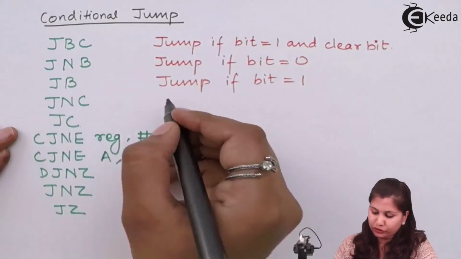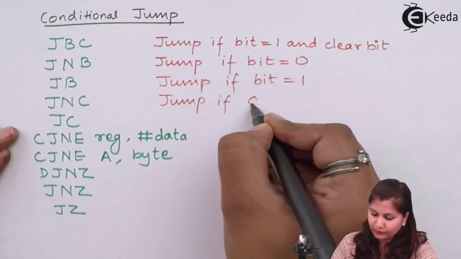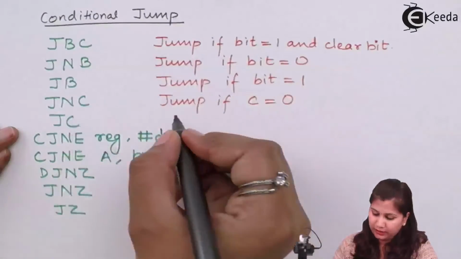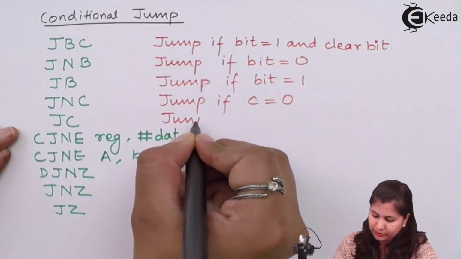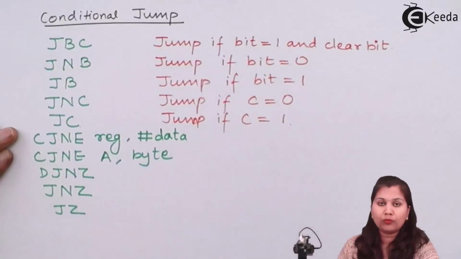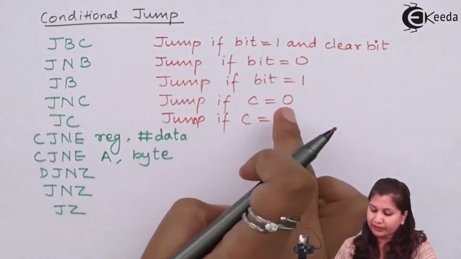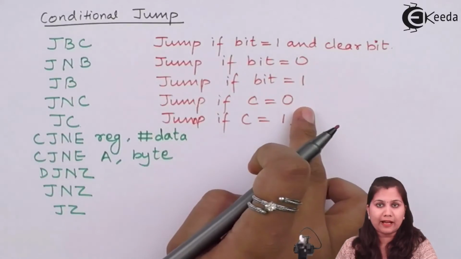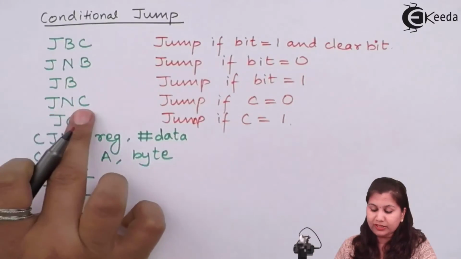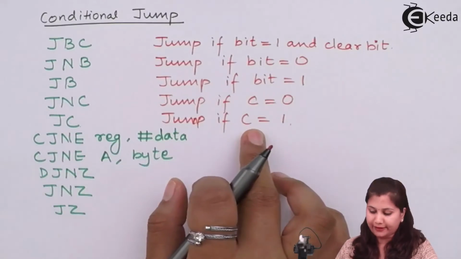Then these two are for the carry. Jump if carry is 0, and jump if carry is equal to 1. So this is associated with the carry flag. When the carry flag is reset, its value is 0. Then we have this JNC, and JC is when the carry flag is set.